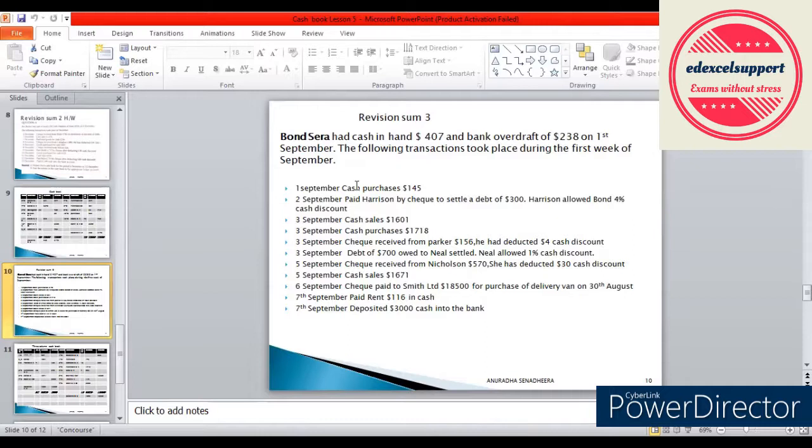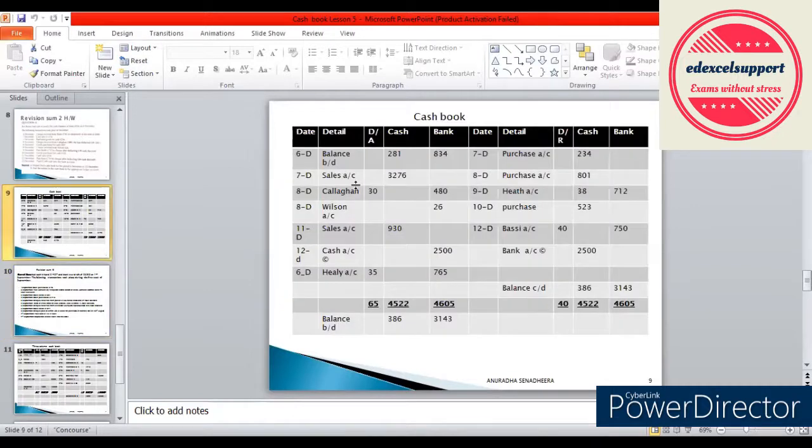September, debt of 700 owed to Neil settled. Neil allowed 1% cash discount. So he has given us a discount. So it's a discount received actually. 700 into 1% is 7, so your discount is 7. So we paid the money. It doesn't mention it's paid by check, so it must be paid by cash. So cash will be credited and the discount will be 7.